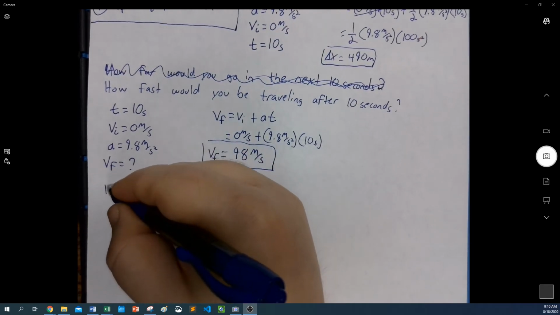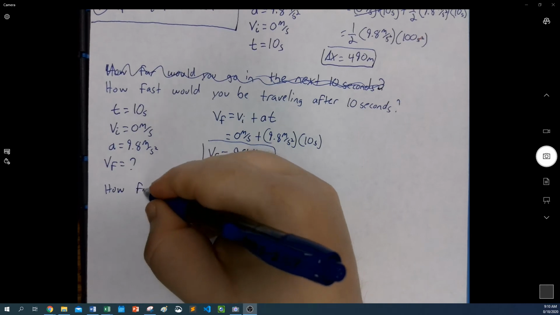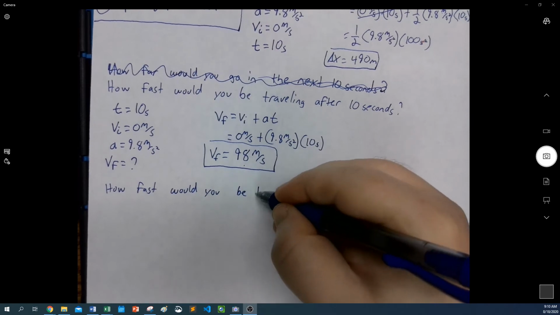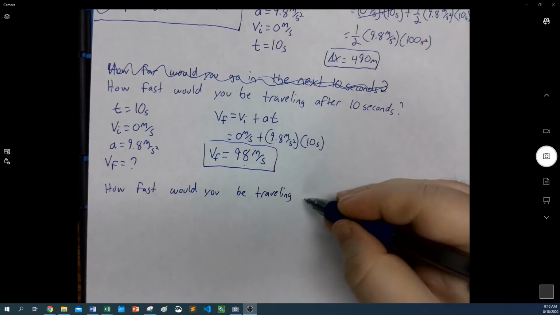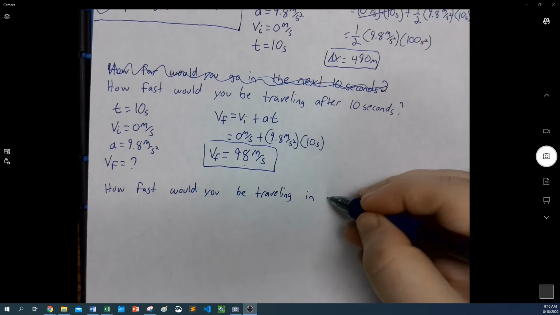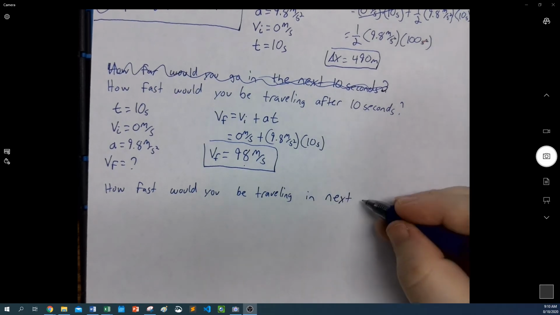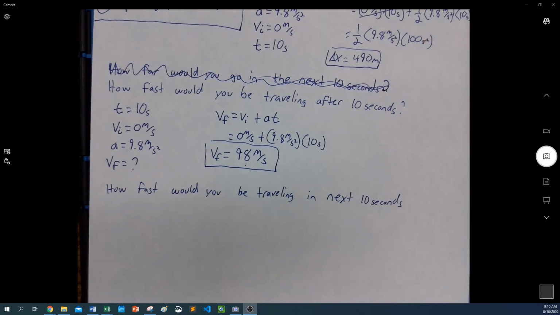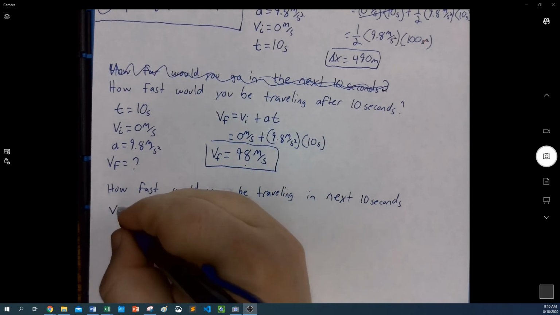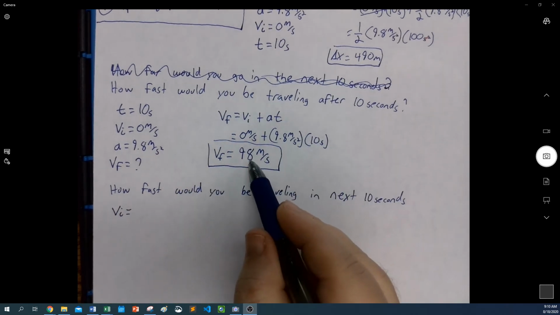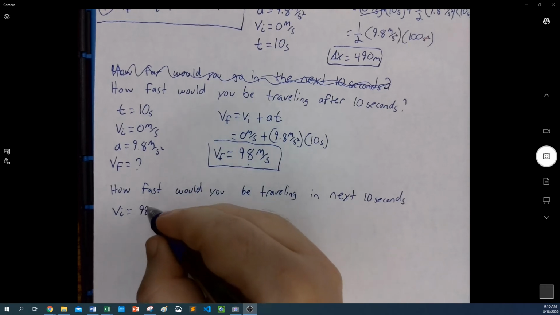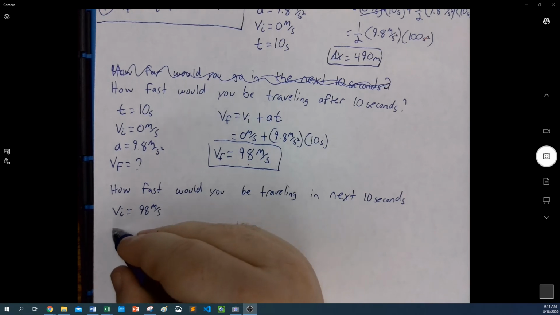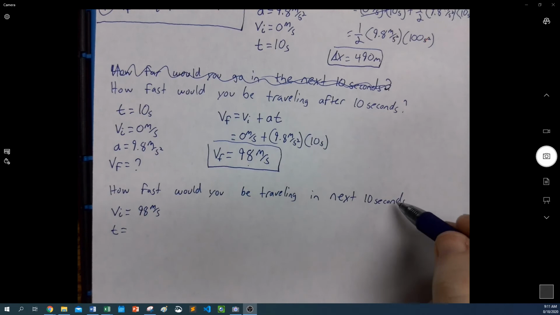Now, how fast would you be traveling in the next 10 seconds? So our initial velocity, we're going to use our previous value. So we're looking at the next 10 seconds. So we take our old 98, that's what we're starting with. Our time, we're going for a period of 10 seconds.